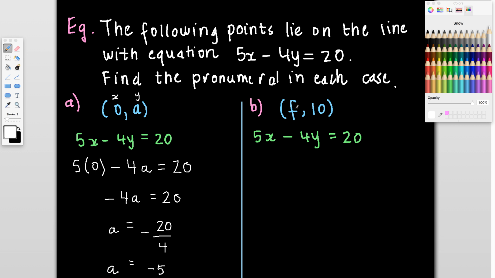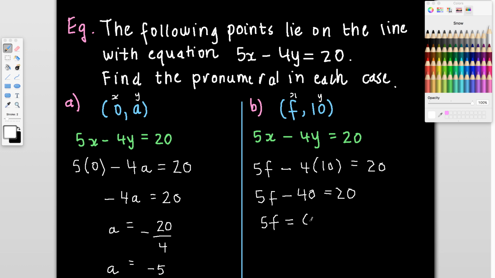I'm asked to find the pronumeral in this case, which is f, so I'm going to go 5 by f, so substituting the x for f, that's x, that's y, minus 4, in this case 10. Alright, so 5f minus the 40 equals 20. Add the 40 to both sides, 5f equals 60. So f is 60 on 5, which is 12. So there's my answer, f equals 12.